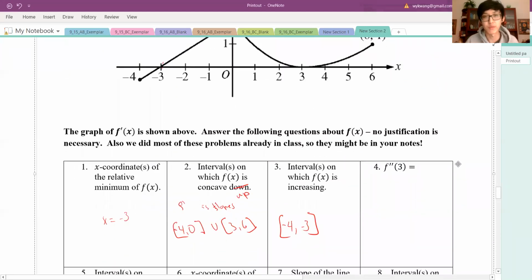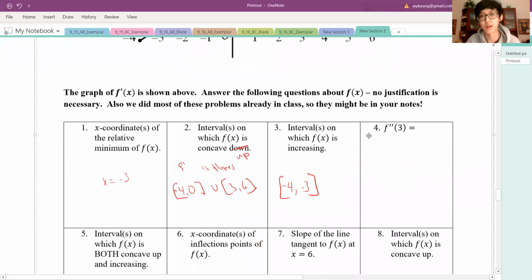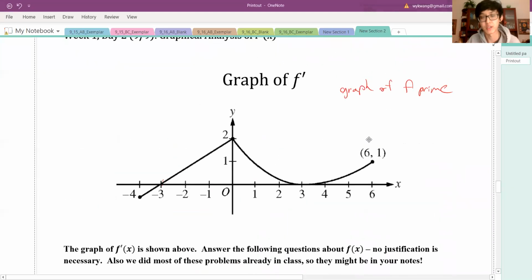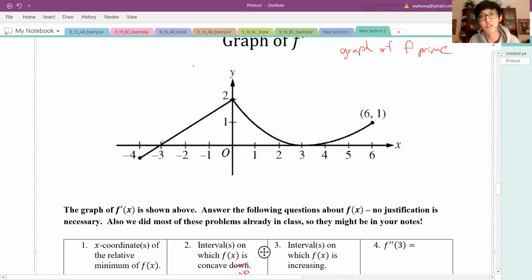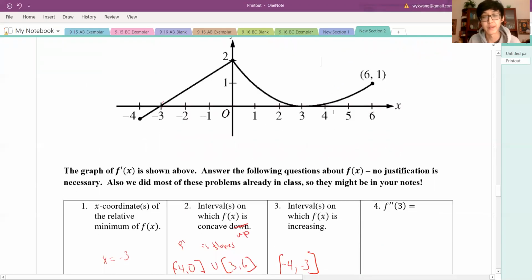So f double prime of 3. So this is f prime of 3, right? So f double prime of 3 is just like taking the derivative of this graph of f prime. So we'd be looking at basically the derivative at 3, and that's just the slope, right? So at 3, the slope is 0, so we know f double prime is also equal to 0. We're looking at the slope here.